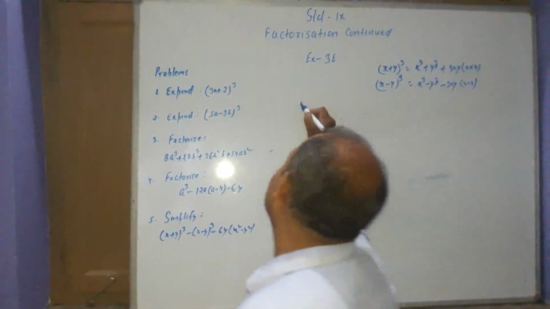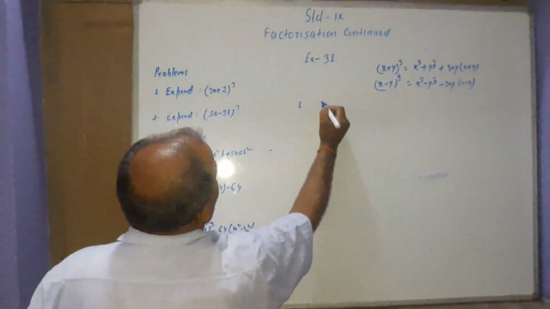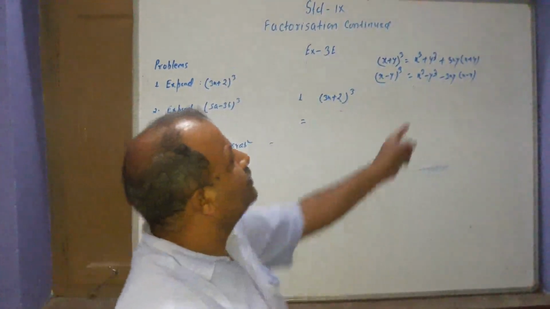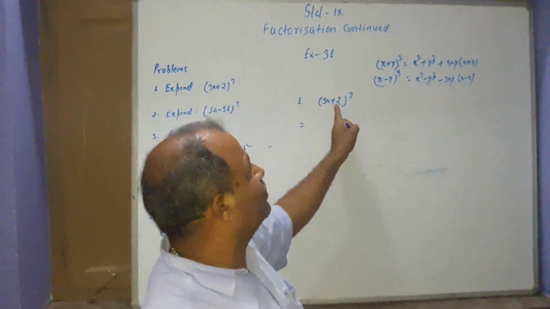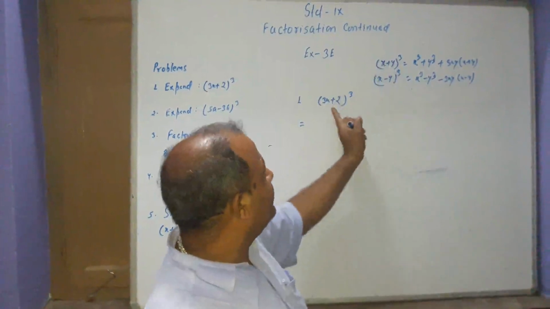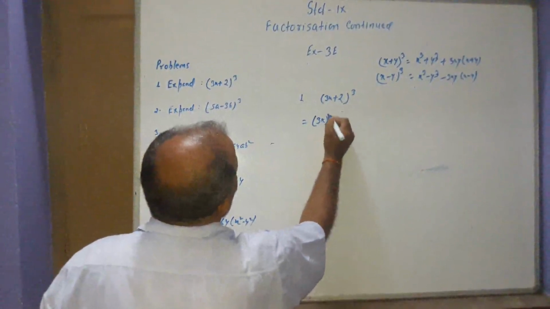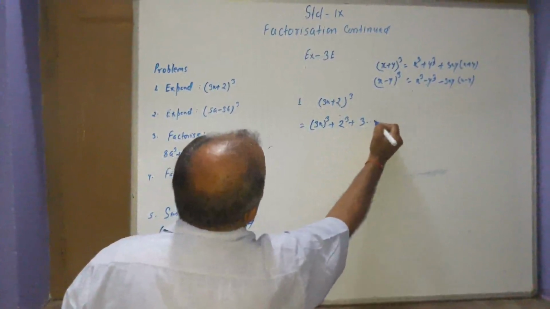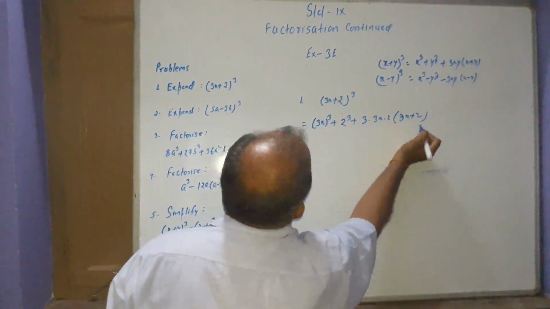First problem. We have to expand 3x plus 2 cube. Here it is 3x plus 2 cube. You have to use this first identity, x plus y cube. Here we use 3x in place of x and 2 in place of y. And then we get a cube, that means 3x cube, plus b cube, that is 2 cube, plus 3 into ab, that is 3x into 2, and 3x plus 2.